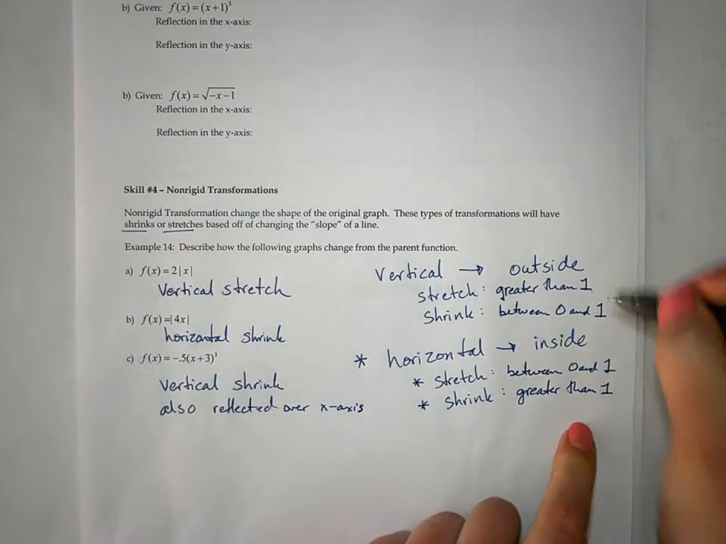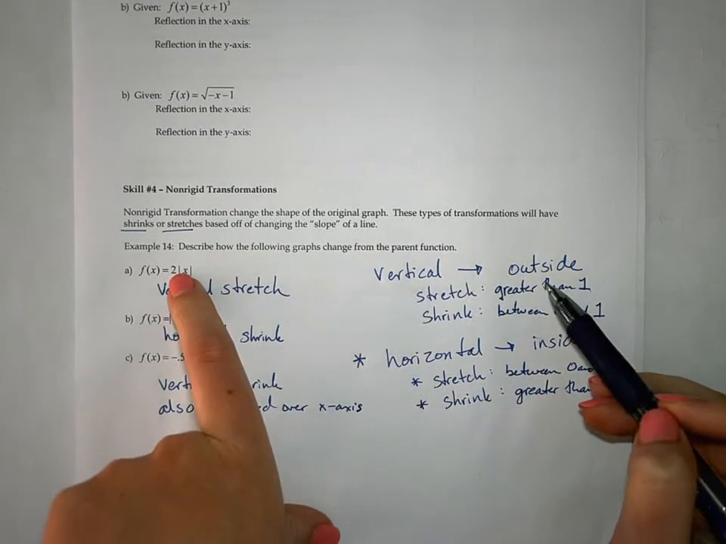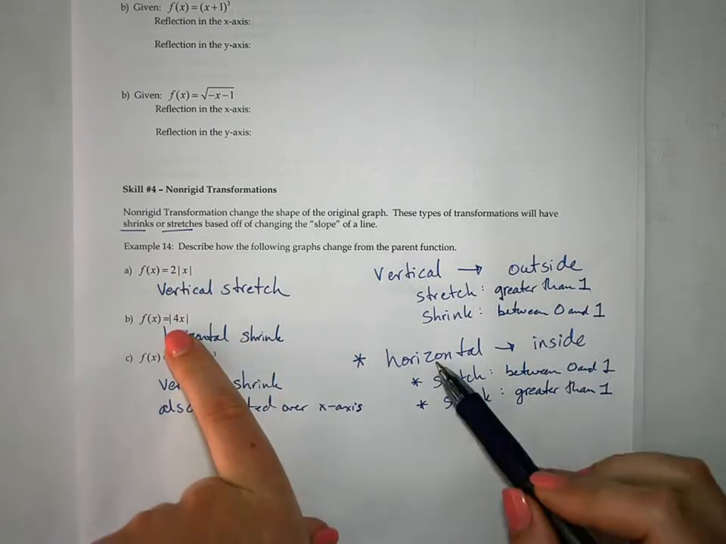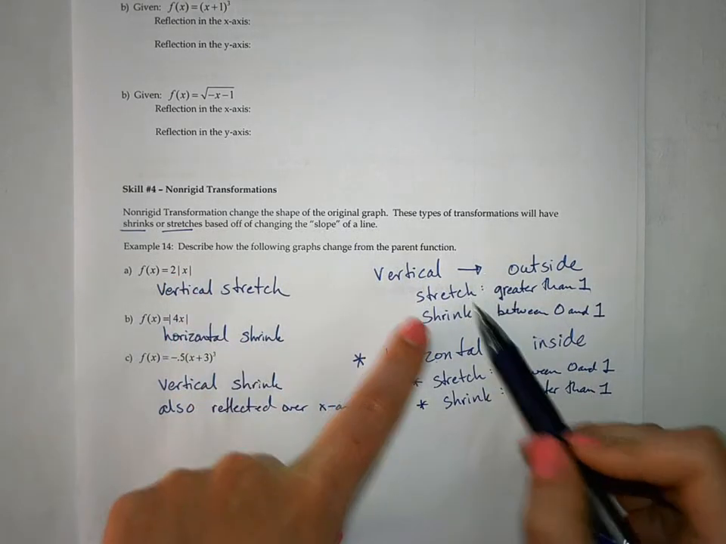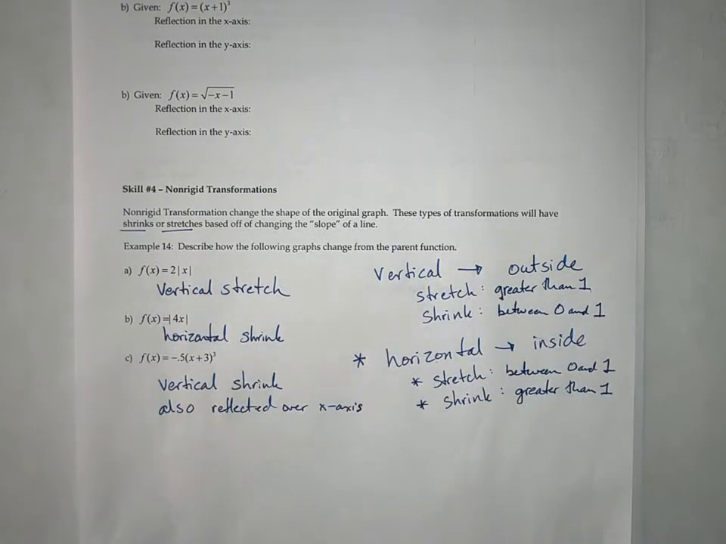So same as your other transformations, outside coefficients mean vertical, insides mean horizontal. Watch out for your stretches and your shrinks. Verticals are what, quote, makes sense to us, the common sense. Horizontals are the opposites of what you think.